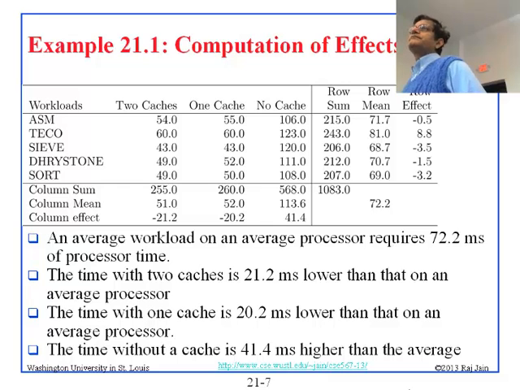So 2 caches, 1 cache, and no cache are the levels of the factor cache? Those are the three levels, yeah. Okay. And the workload is also a factor here, and it has 5 levels.